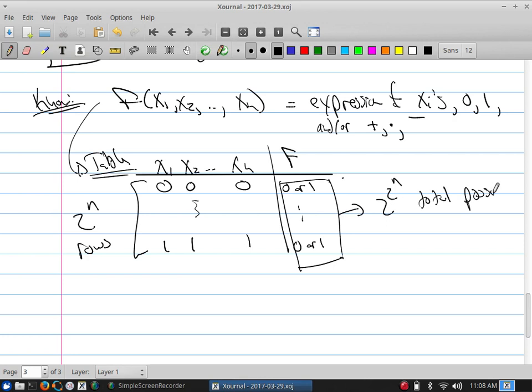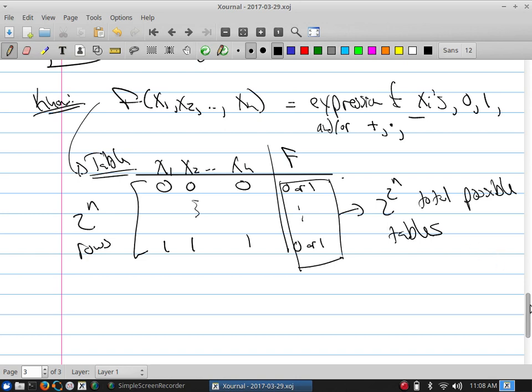total possible tables. I'm going to pick a 0, 1, and a 0, 1, and a 0, 1, right? So it's 2 times 2 times 2 times 2 for every single one of those. So it's 2 times itself, 2 to the n times, so it's 2 to the 2 to the n.